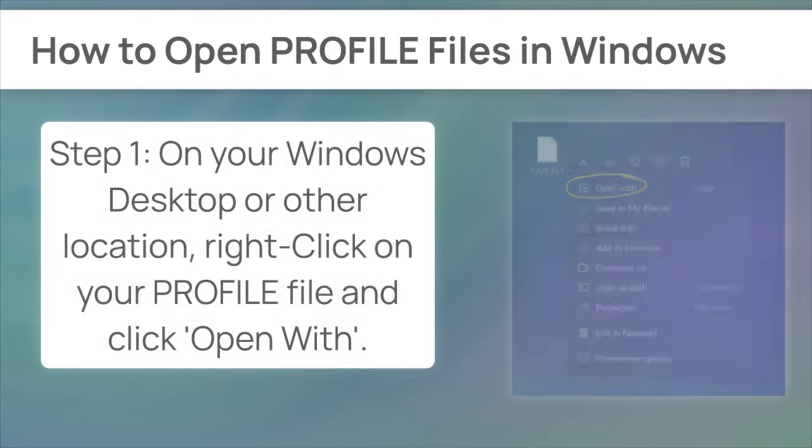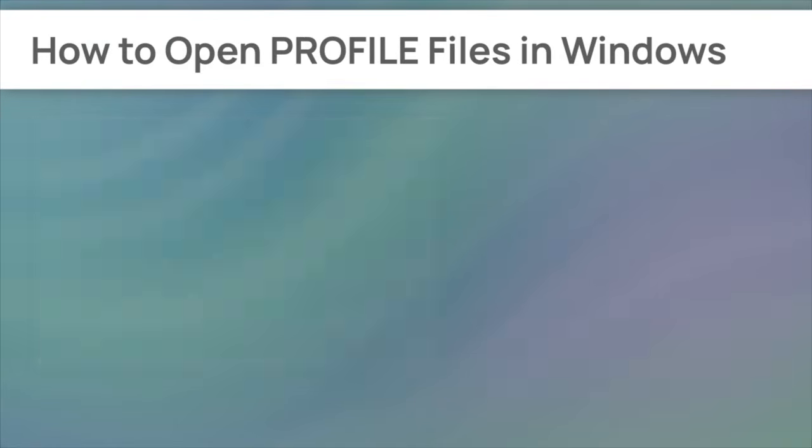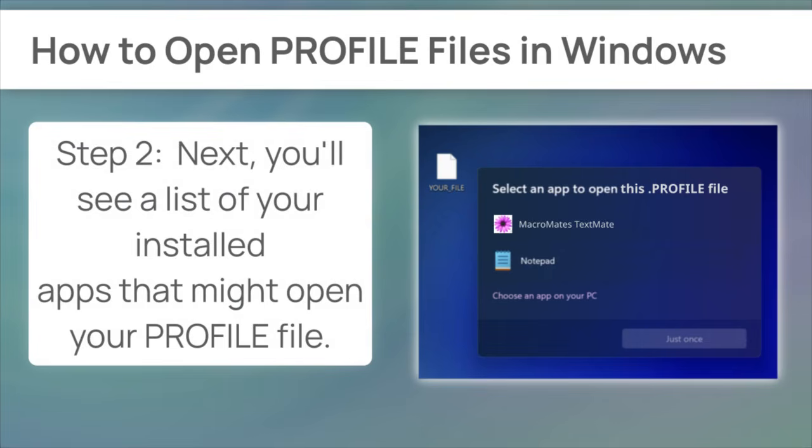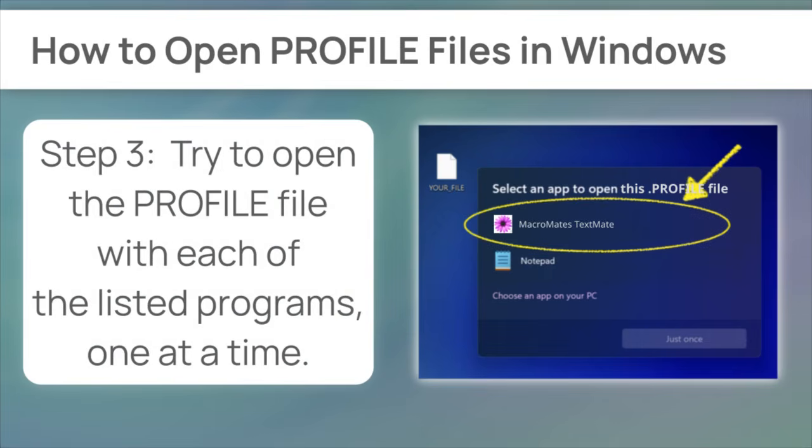Your first step in unlocking the file: right-click the profile file and select Open With. Prioritize MacroMates TextMate if you see it. If not, select another program. A systematic approach is best here.